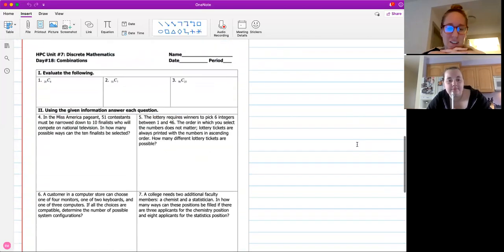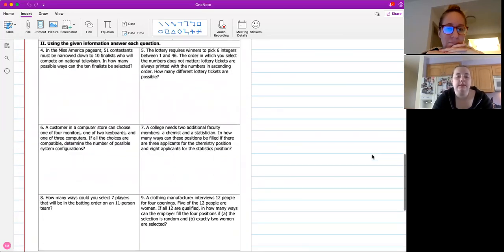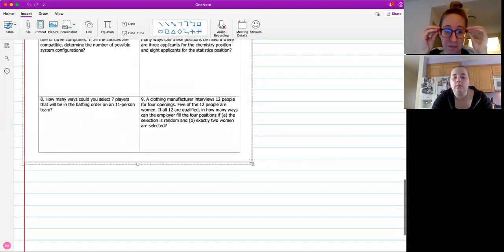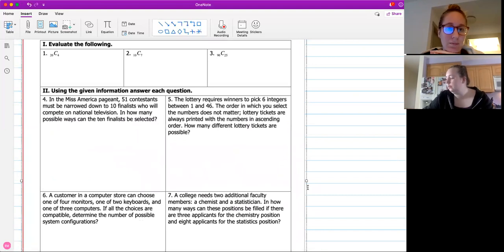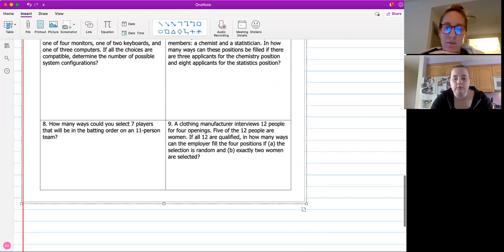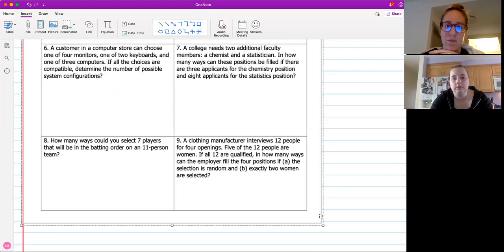Okay, let's do one example from the homework, and then I think we're done for today. These aren't too bad. Let's do number 5. Number 5 looks like fun for whatever reason.